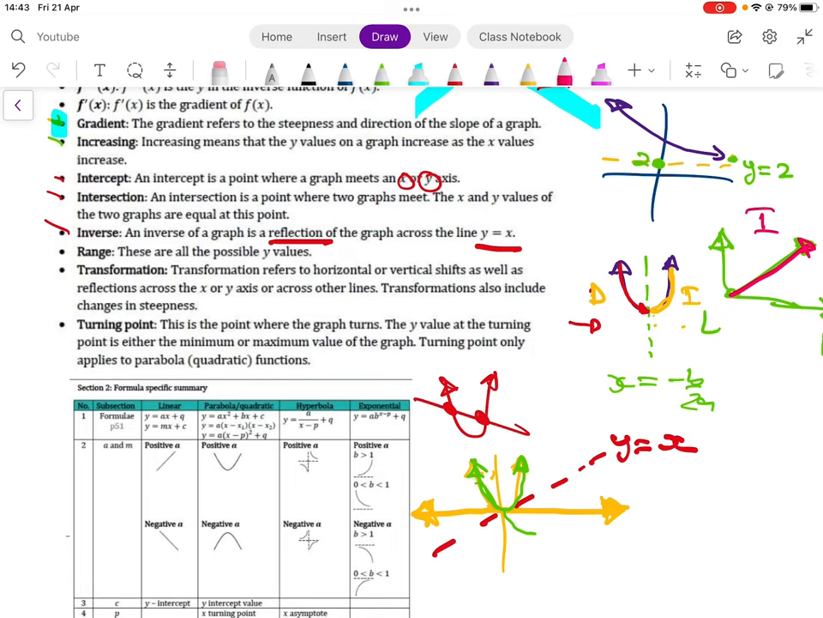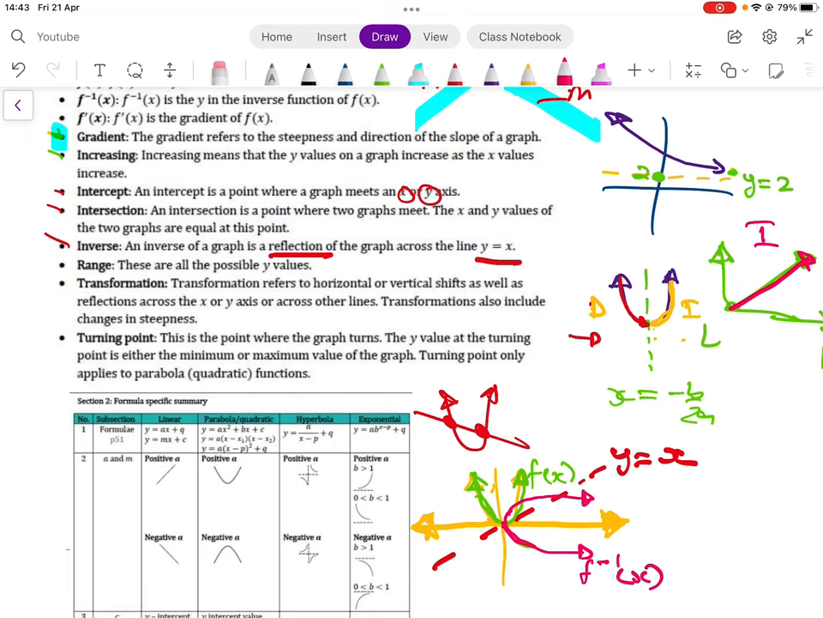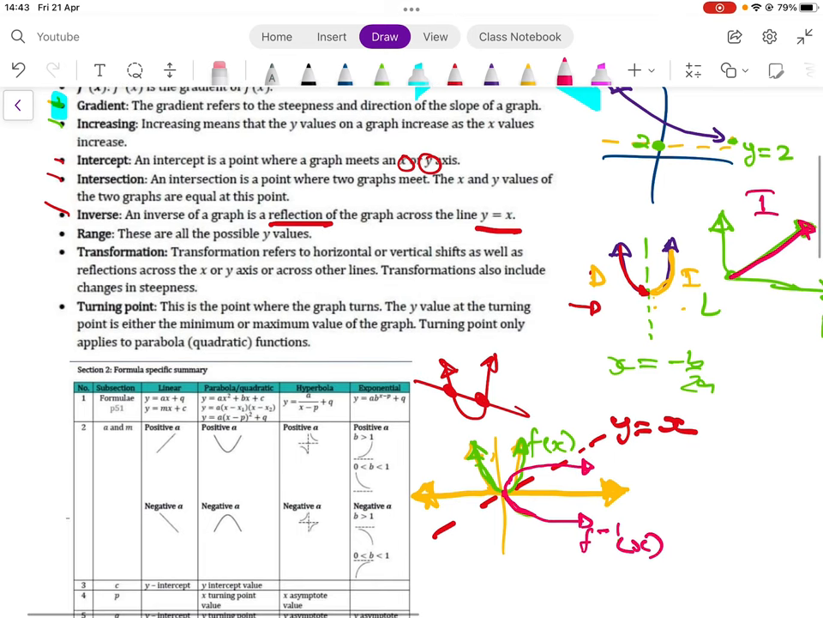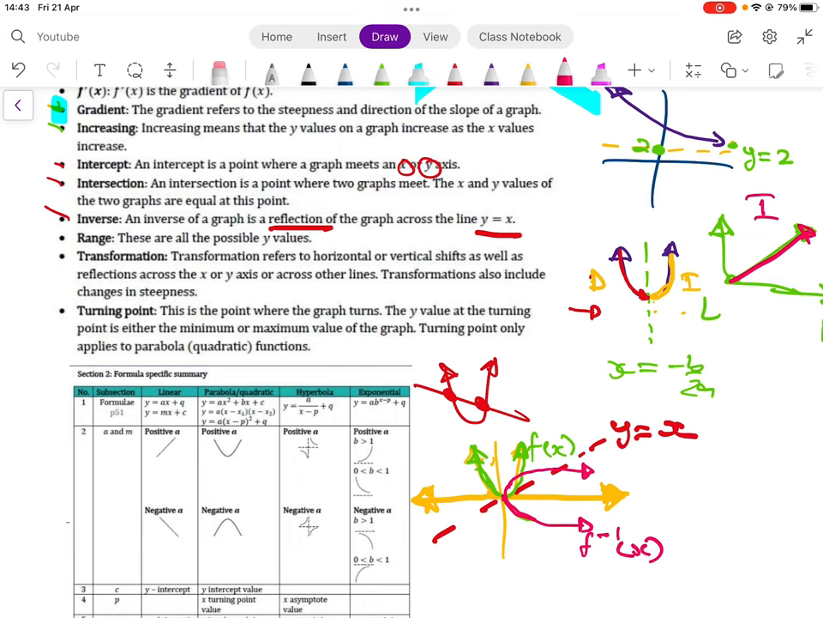Let me use a different color. You will have this. That is basically the reflection of the green graph, and we use the notation f exponent -1 to show that this is the inverse of f. For this one, this is f, or f of x, and here we can still use f of x, but with that -1 as the exponent, to show that the one is the inverse of the other.